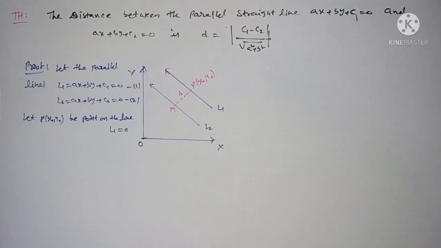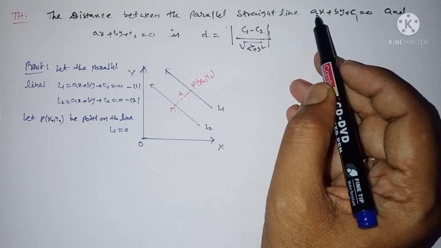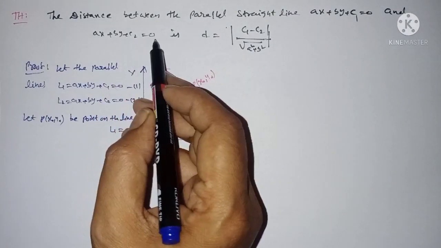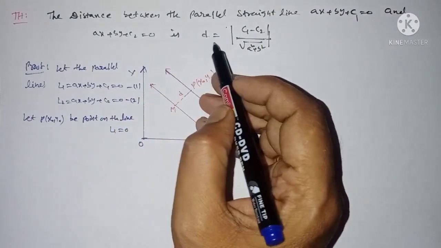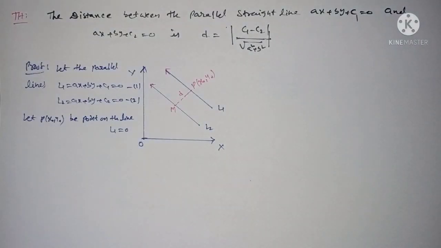Theorem: the distance between the parallel straight lines given by ax plus by plus c1 is equal to 0 and ax plus by plus c2 is equal to 0. Therefore, d is equal to, what do you have to prove? C1 minus C2 by the square root of a square plus b square.